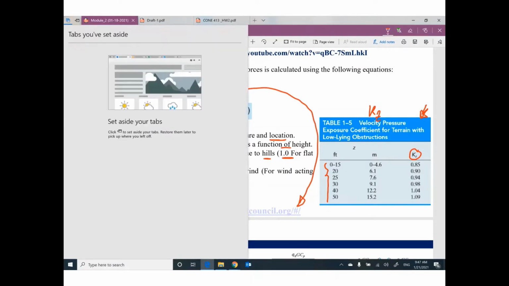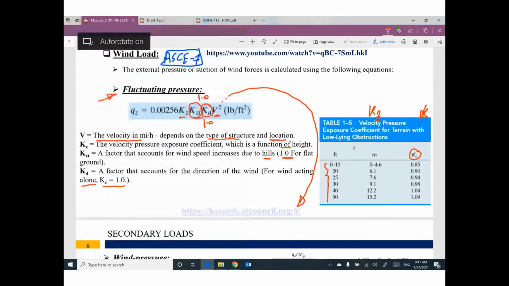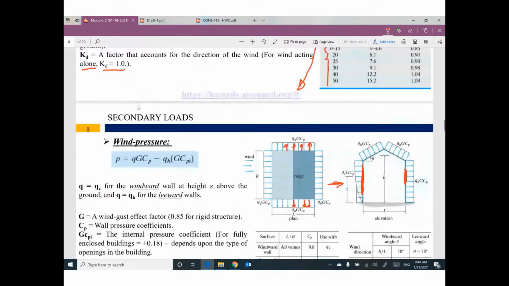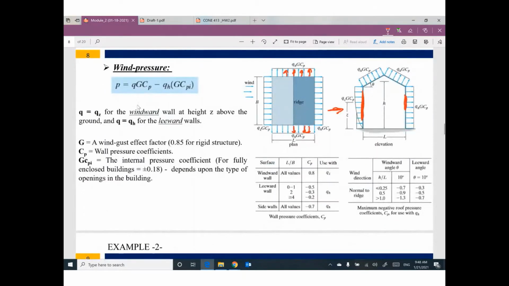So the final conclusion, qz equals 0.00256 times Kz times Kzt times Kd times V squared. Finally, I can get the fluctuating pressure of the wind. Once you get it, I can calculate the actual pressure of the wind by this equation.